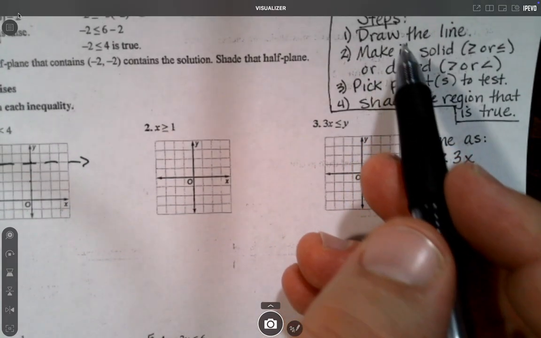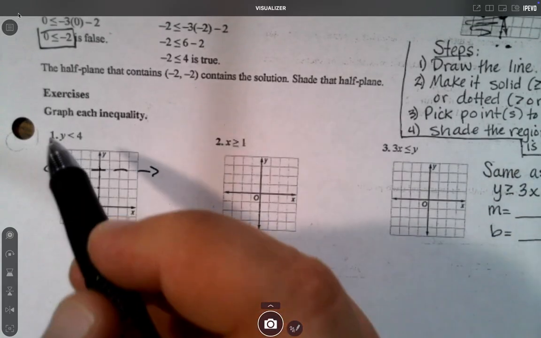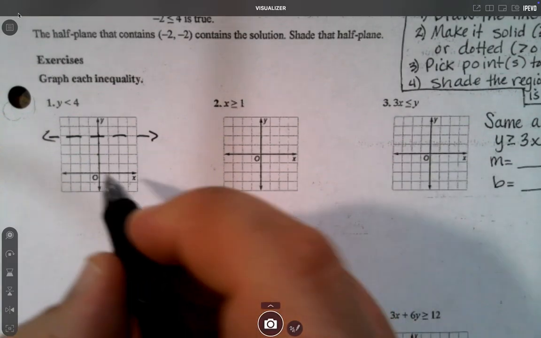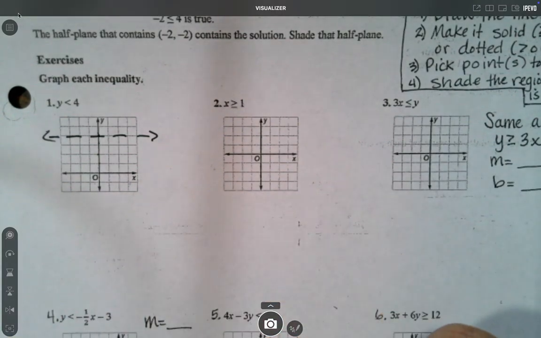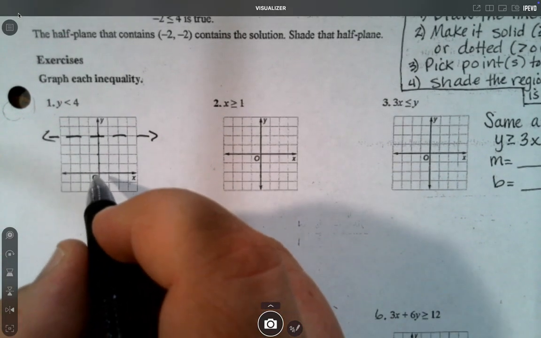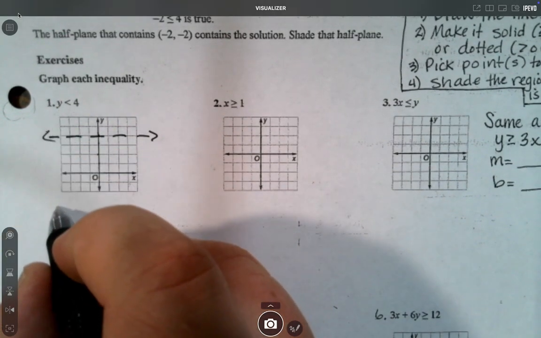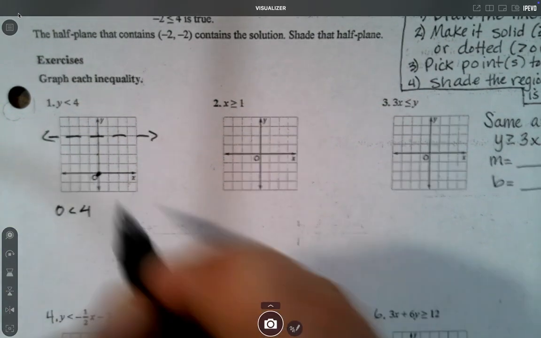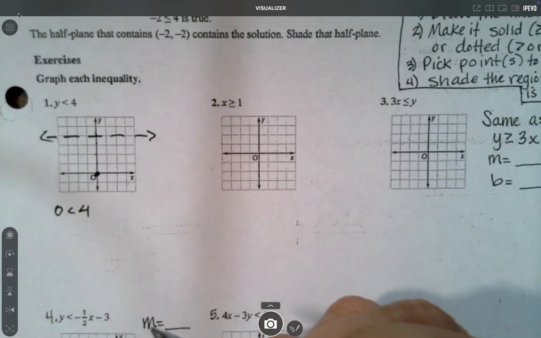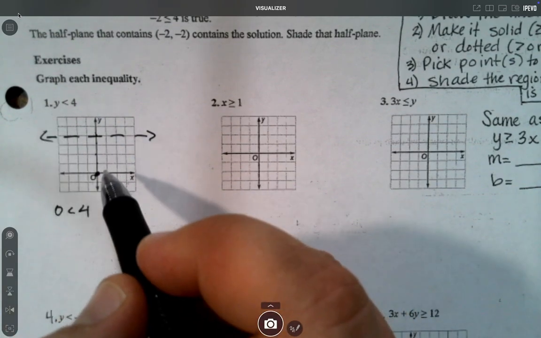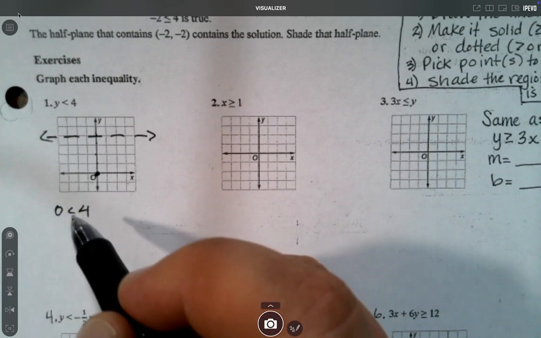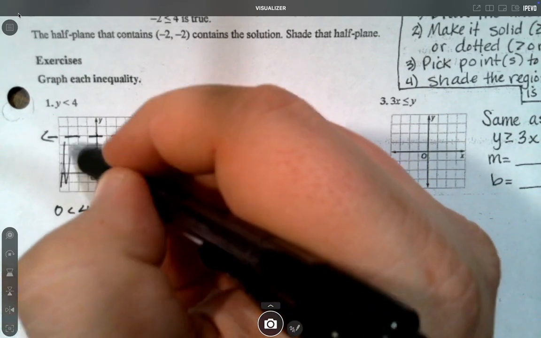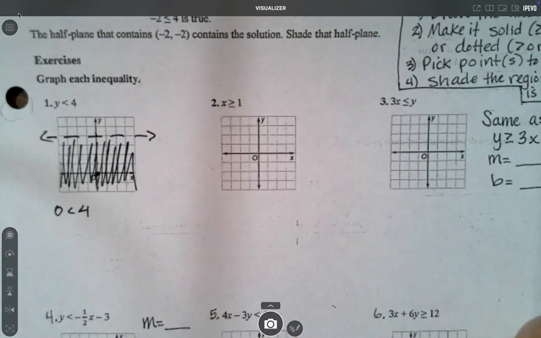So I've covered step number 1. I've drawn the line. At step number 2, I made it dotted because there is no or equals to in this. Now personally, I tend to pick 0, 0 anytime I'm able to do so. So if I plug in 0 for x, well, there is no x. But if I plug in 0 for y, because I'm looking at this point right here. You don't have to mark this. I'm just doing it to try to help you as I teach you. Plug in 0 for y. Well, 0 is in fact less than 4, which means that's a true statement. So since this point gave me a true result, I will shade it on this side of the line.